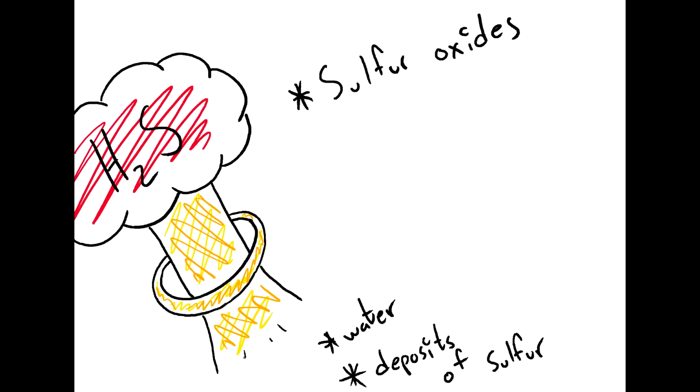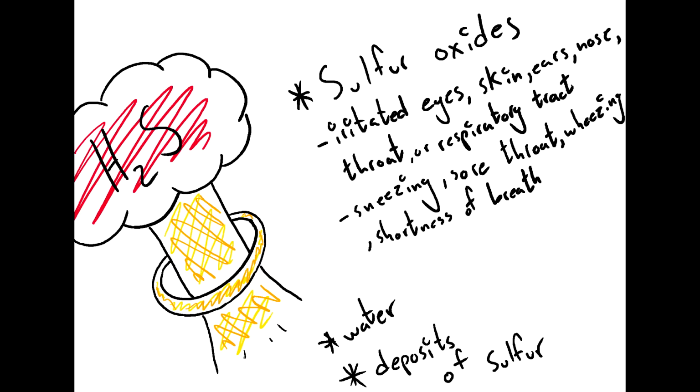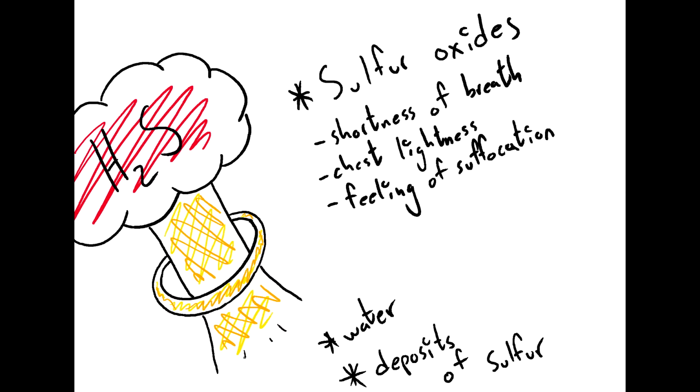Excuse me. Sulfur dioxide is also very dangerous. Exposure to low concentrations of sour gas may cause irritation to the eyes, skin, ears, nose, or throat, and respiratory tract. Respiratory irritation such as sneezing, sore throat, wheezing, and shortness of breath is also very likely. Exposures to high concentration causes shortness of breath, chest tightness, feeling of suffocation.